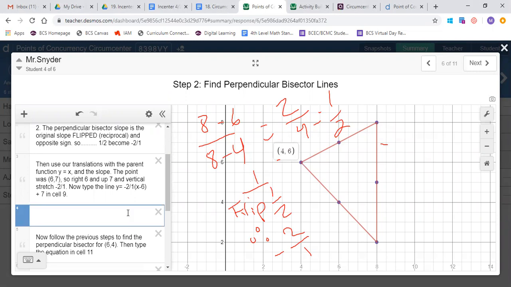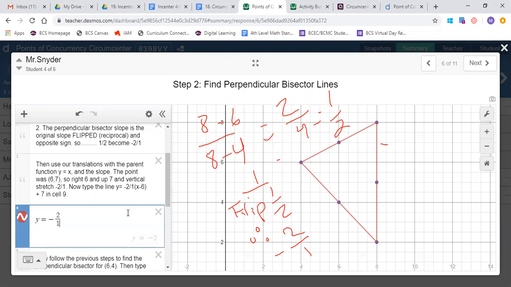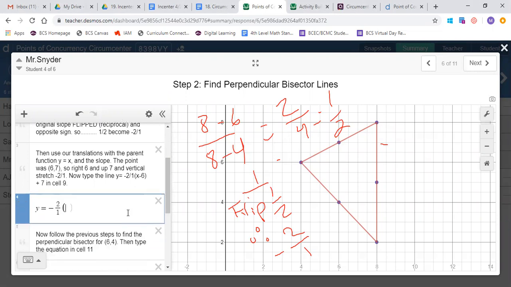So nice and simple. If I want to go and do this the easiest way, I'm going to put in my new slope, -2 over 1, which is my stretch. Okay, I want it to go through 4, 6. So x, I move it to the right 4, -4. And then I move it up 6, +6. We learned all these with absolute value functions. +6. And you'll notice that it would go through that point.